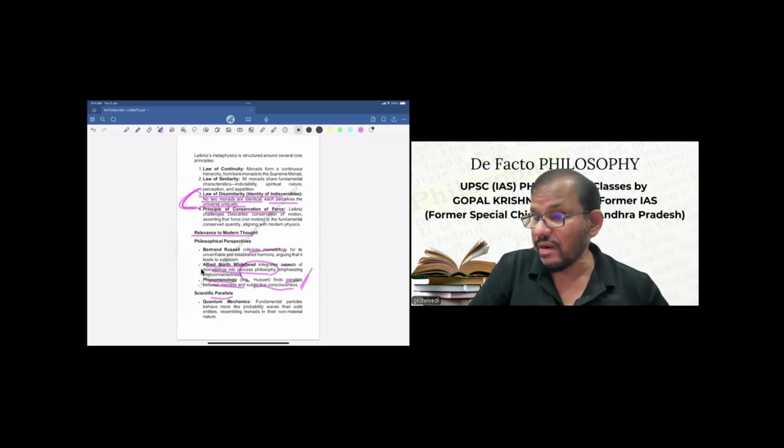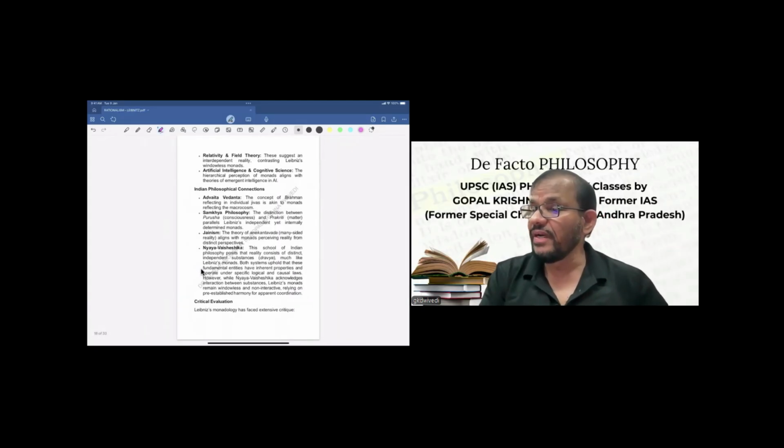Scientific parallels: in quantum mechanics, fundamental particles behave more like probability waves than solid entities, resembling monads in their non-material nature. Relativity and field theory suggest an interdependent reality, contrasting. So again, relativity and field theory is a little in contrast to Leibniz's windowless monads. Then AI and cognitive science: the hierarchical perception of monads aligns with theories of emergent intelligence in AI.